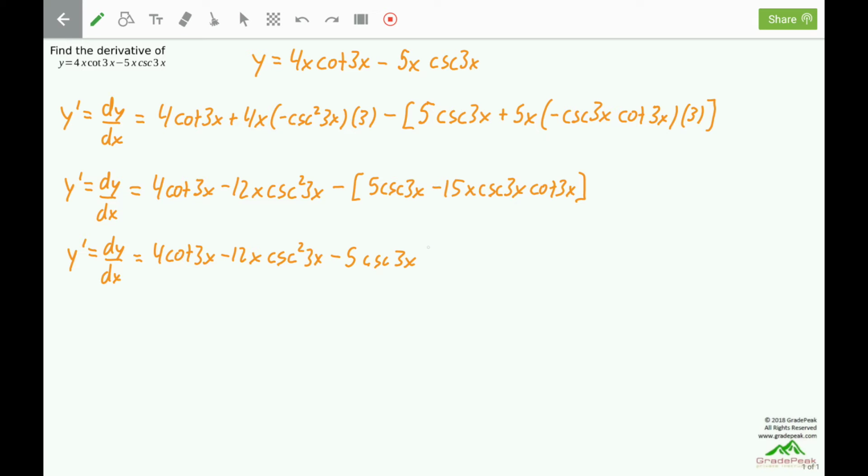And then distributing the negative, I have a plus 15x cosecant 3x, and then cotangent 3x. So there is our derivative. And its simplified form, no other terms can combine together, so we will leave it just like that.